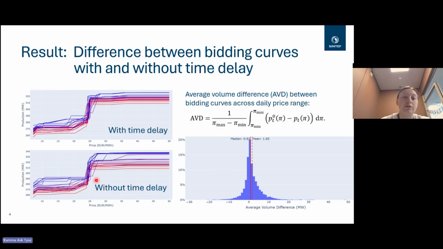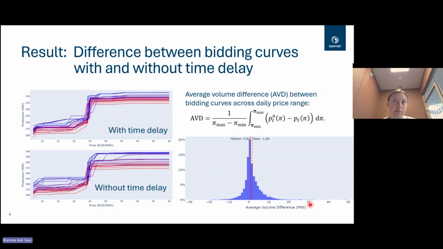So this is just an arbitrary day in the case study, but if we compute the AVD for all of the bidding curves in the entire case study, we see that the AVD will follow this distribution. We see that the distribution is slightly skewed to the right and has a positive mean of 1.65. And this means that the bidding curves for the watercourse without time delay have slightly higher bid volumes than the bidding curves for the original watercourse.